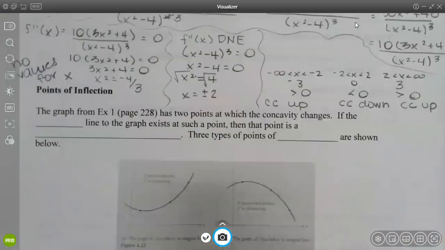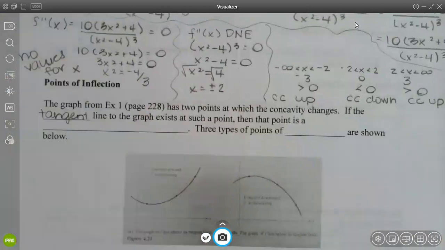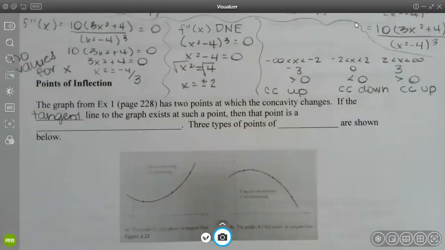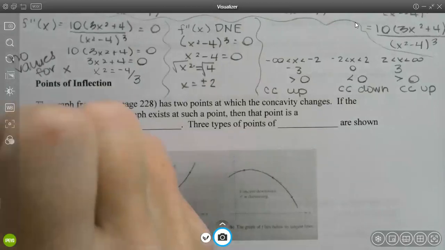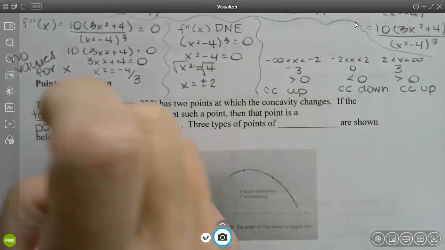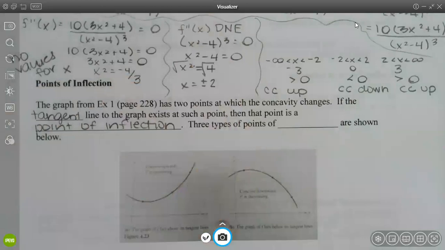The graph from example 1, which is found on page 228 if you want to look at that, has 2 points at which the concavity changes. If the tangent line to the graph exists at such a point, then that point is a point of inflection. You've learned about points of inflection for a long time. It's the exact point where a graph changes from increasing to decreasing. Does everybody understand? Increasing to decreasing.